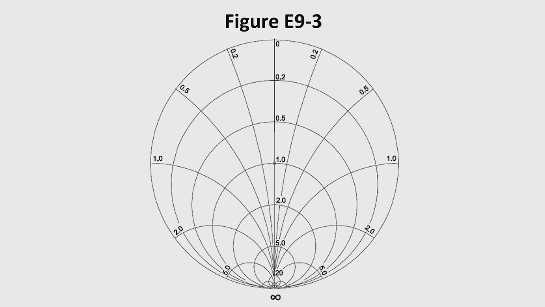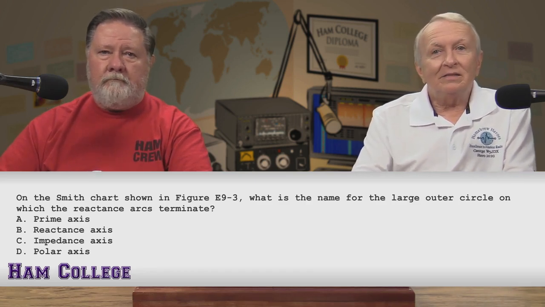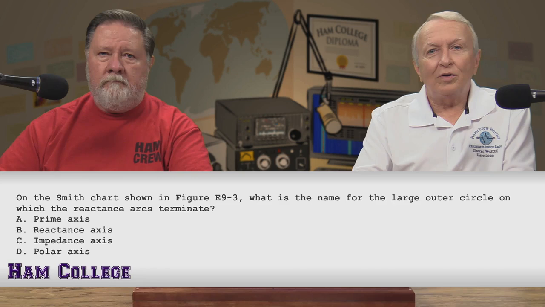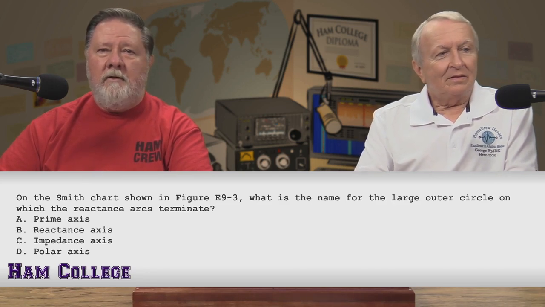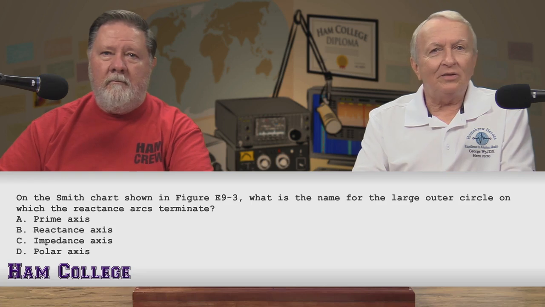The large outer circle, what we plot on there is reactance. What were my choices? Prime axis? Nah. Reactance axis. I think that is it. Impedance axis or D, polar axis. I'm going to say it's B, reactance axis. Well, it's mostly reactance and resistance, right? So yeah, we didn't get many answers on that one.